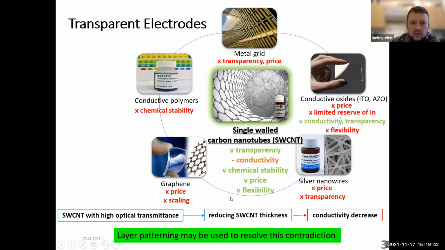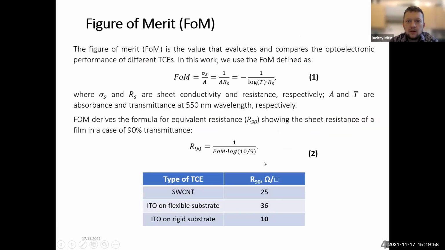In this work, we will speak about layer patterning, which can be used to resolve the contradiction between transmittance and conductivity. To compare different transparent electrodes, the figure of merit is usually used. Figure of merit is a value that evaluates and compares the optoelectronic performance of different TCs.